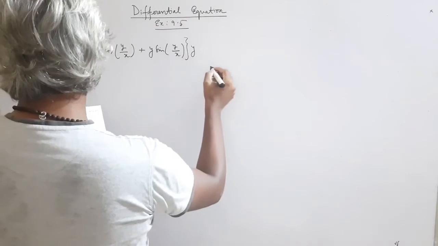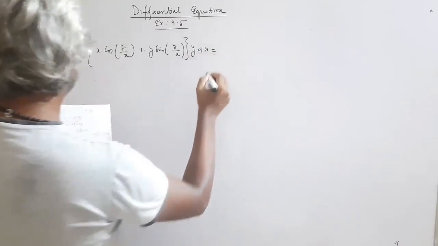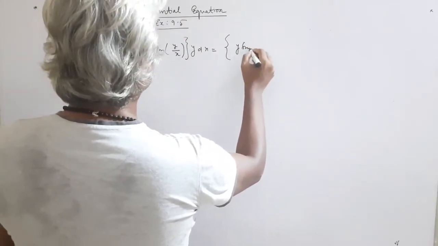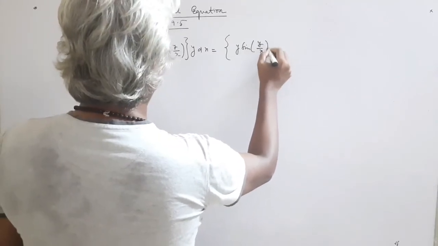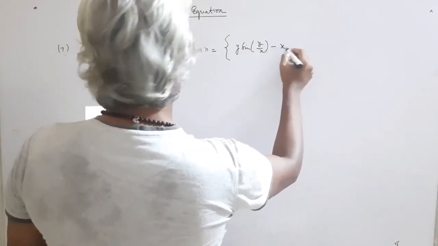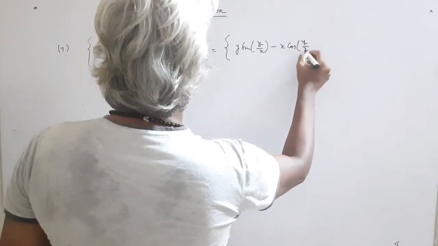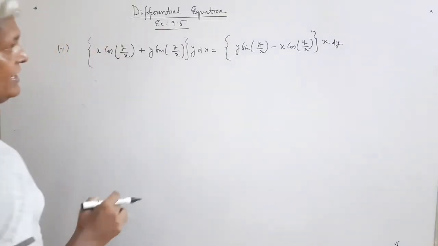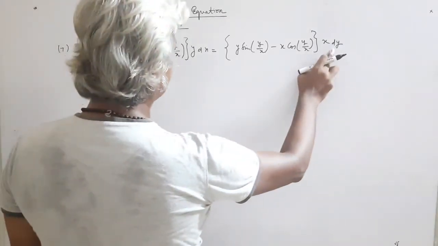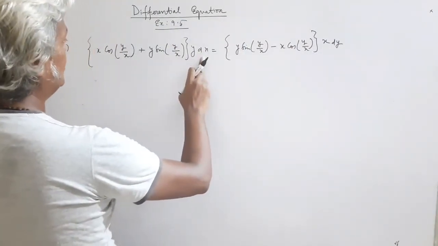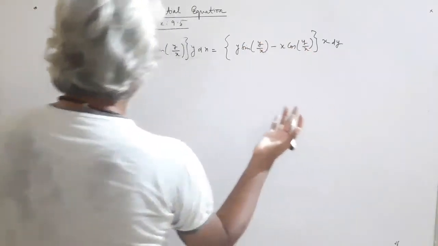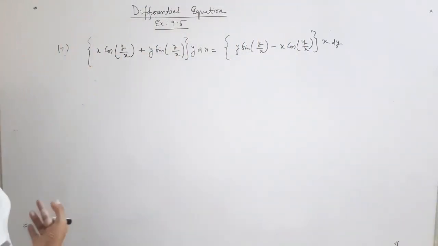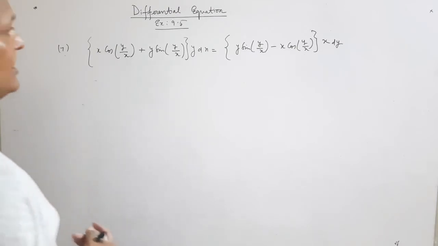y, and then dx equals again braces, and this is y sin(y/x) minus x cos(y/x) dy. So what do we need to have? We need to have dy by dx. So this is dy here and dx here, and this is why we need dy by dx, because this is always mandatory. And even if you want to write dx by dy, there is no problem, but you should follow the standard, so that there is less confusion.